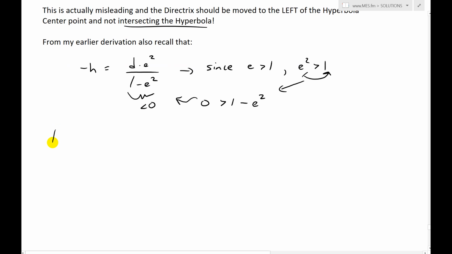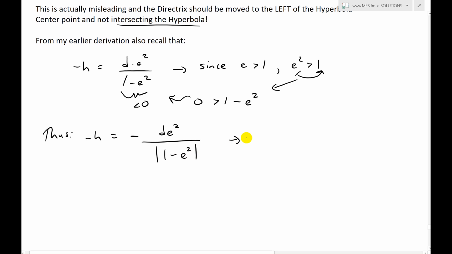So what we end up having is negative h equals, I'm going to put a negative here, and then we'll write d e squared. d, I'm going to just assume that's also greater than 0. So now this one's going to be the absolute value of 1 minus e squared. So make it positive by adding a negative sign. And this is also for the case that d is greater than 0.